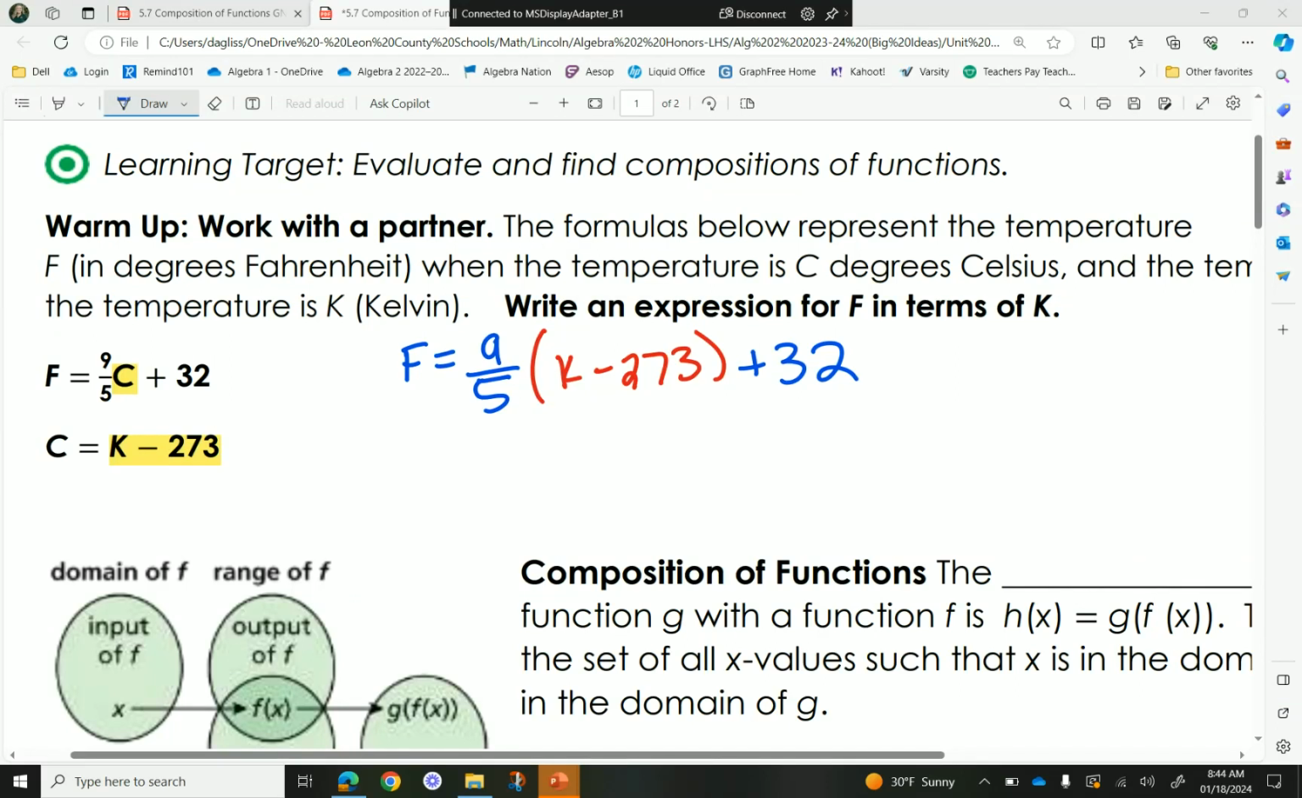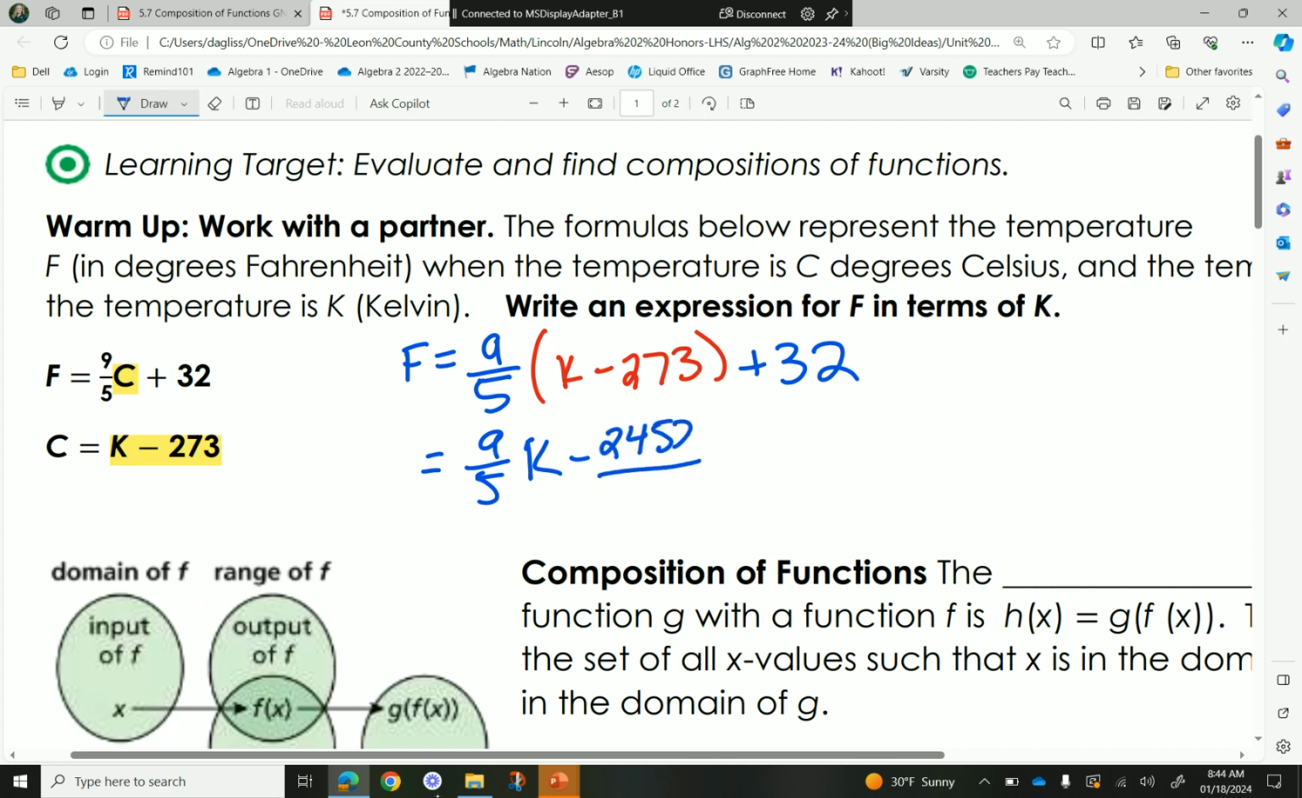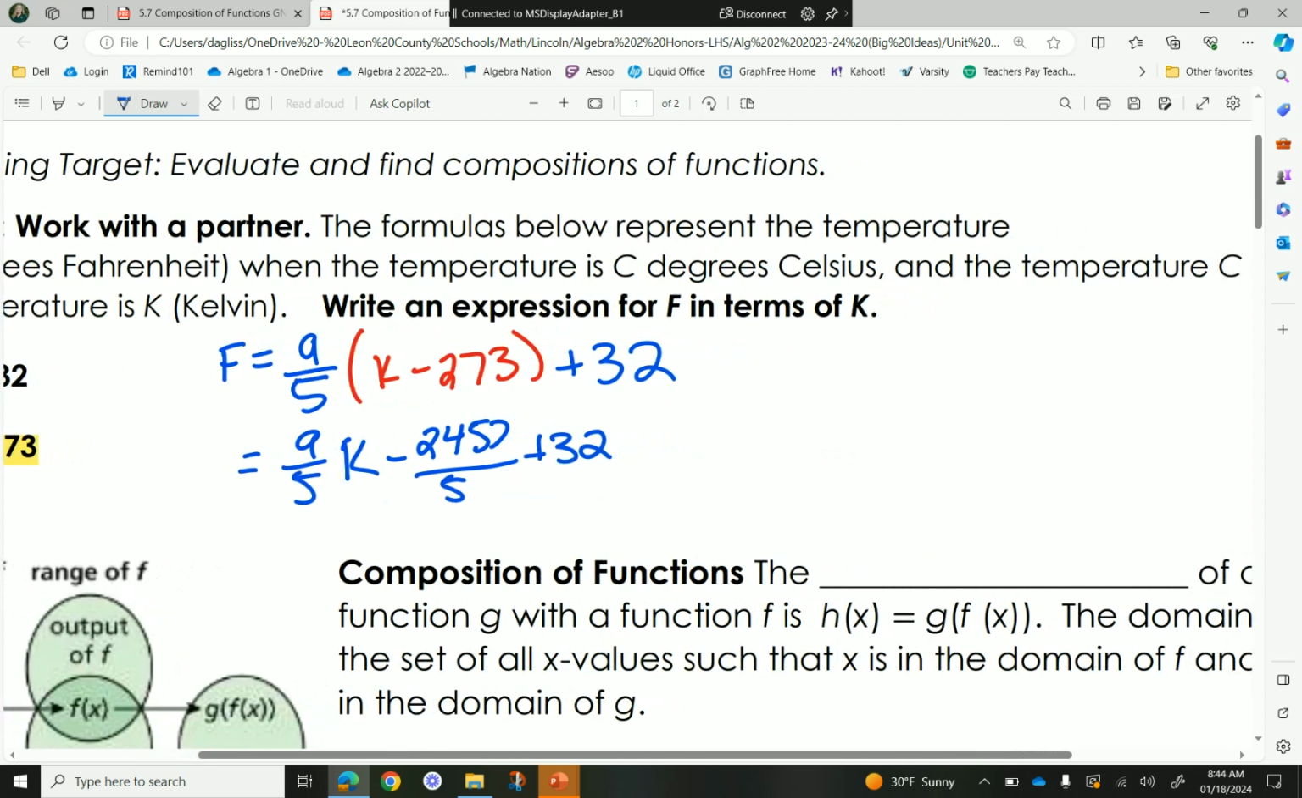Okay, so it wanted us to write an expression of f in terms of k. So we plugged in our equation for where c was. You distributed, yes, of course, where you get 9/5 k minus 2,457 divided by 5, and then you have plus 32 on the end. You added those last two pieces together.